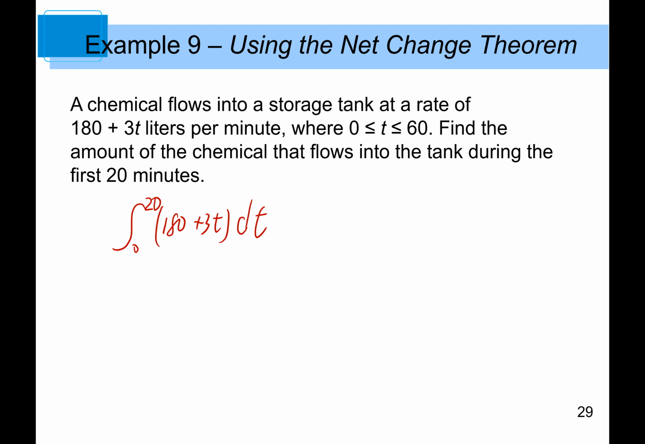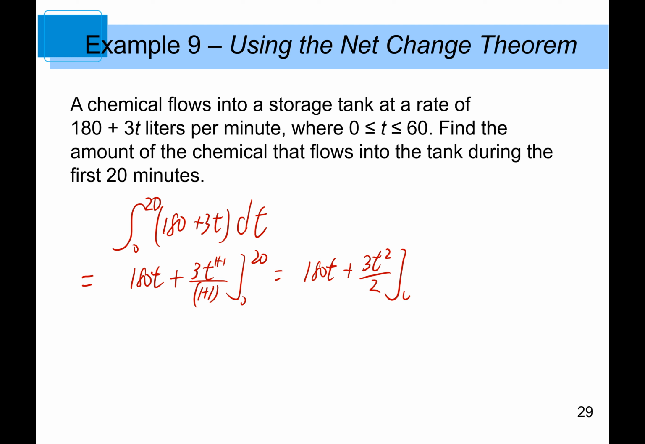Okay, so basically you just have to find an antiderivative of 180 plus 3t dt. This is the rate of change. In order to find the actual amount of change, you do the antiderivative or definite integral. So the antiderivative of 180 with respect to time t is going to be 180t. For the antiderivative of 3t, we'll apply the general power rule. So it's going to be 180t plus 3t squared over 2 from 0 to 20.